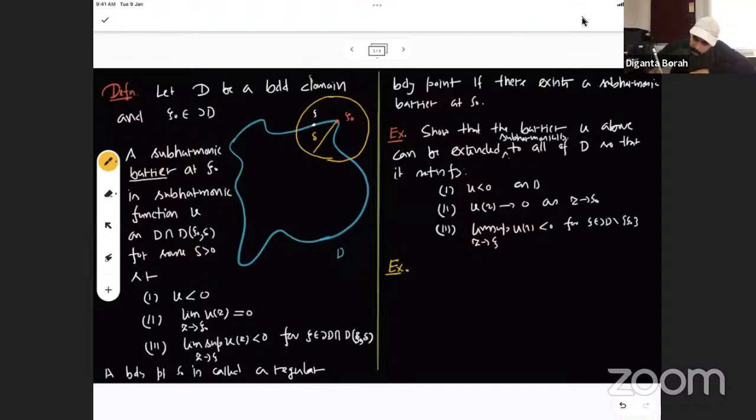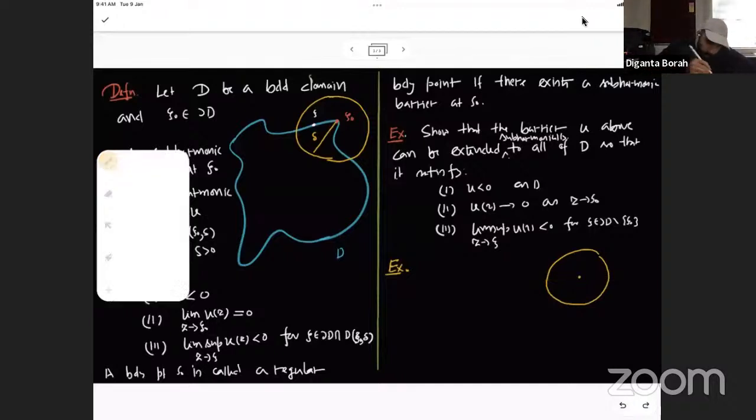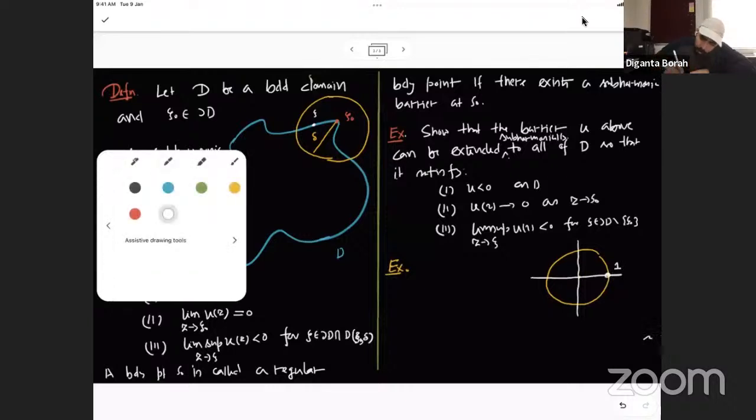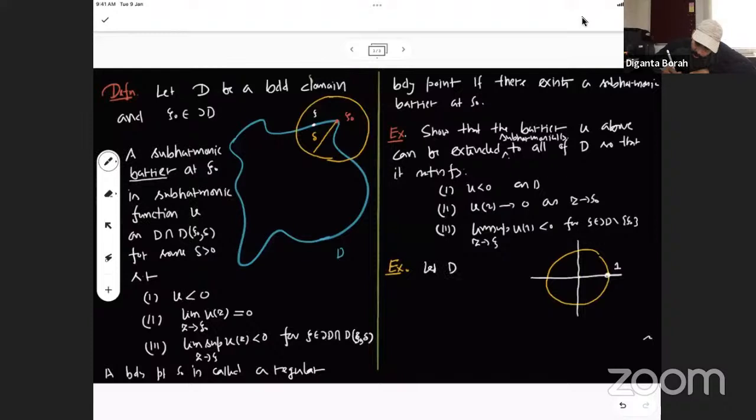Let's look at some very simple domains. So let's look at the unit disk. So this is the point 1. Let B be the unit disk, and I want to show that this point 1 is a regular boundary point.